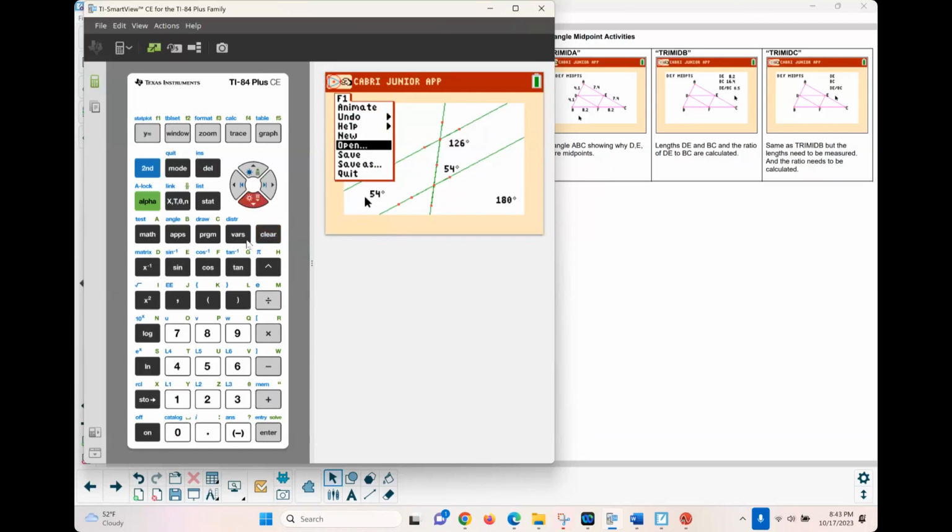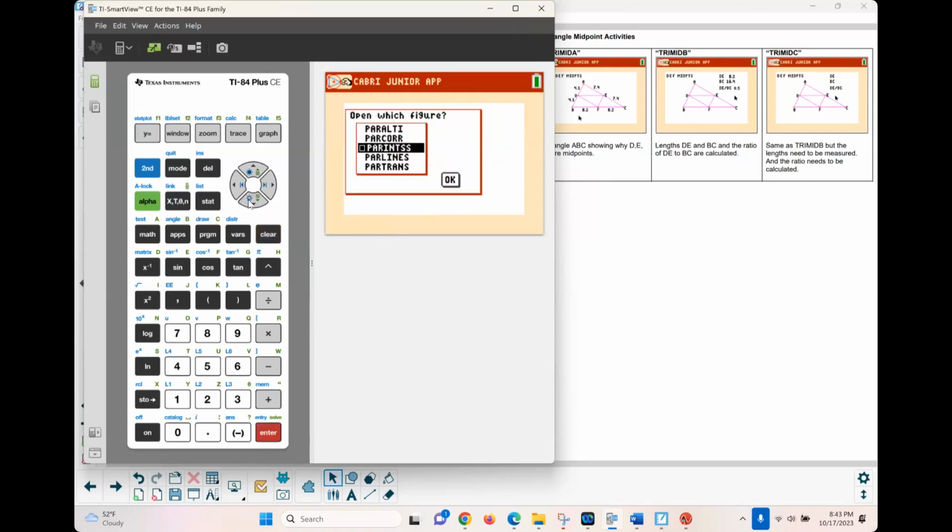So go to open and go down to try mid A. There's try mid. I need to go back up. Yeah. So here's try mid A. So I'll open up that one. Do I want to save changes? My answer is always no.